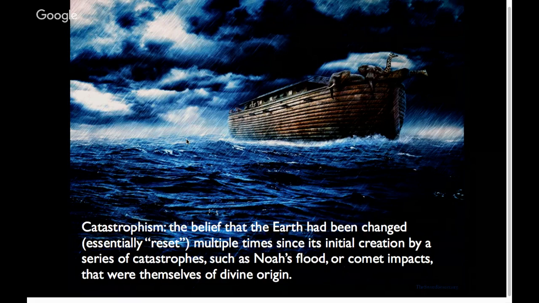In this doctrine, basically, the idea is that biological change doesn't occur over time. Once species are created and placed on the Earth, they stay that way as long as they exist. But the Earth had essentially been reset multiple times since this initial creation. There were catastrophes, like Noah's flood, maybe comet impacts, other things like that that were of divine origin, so that you could essentially create a blank slate and then repopulate the Earth with a new set of species, which would also not change during the time that they were on the Earth.